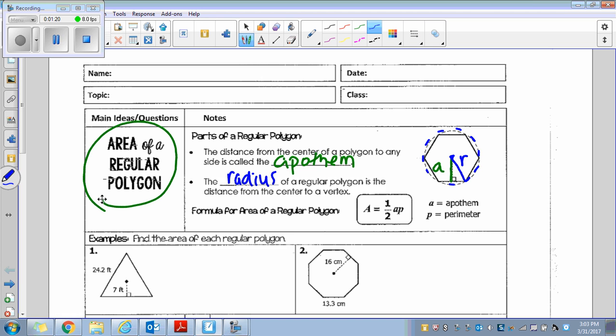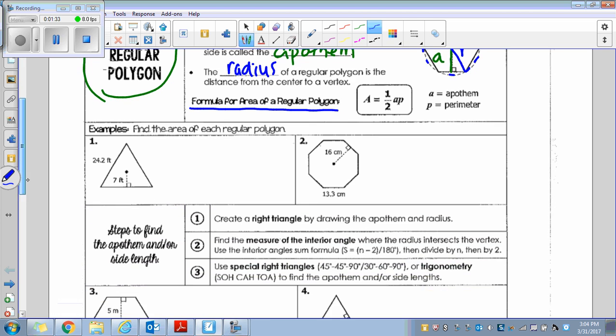The last thing is we're going to use this formula to find the area of any regular polygon. You need to have 1/2 times the apothem times the perimeter of the polygon. So let's see that in action.